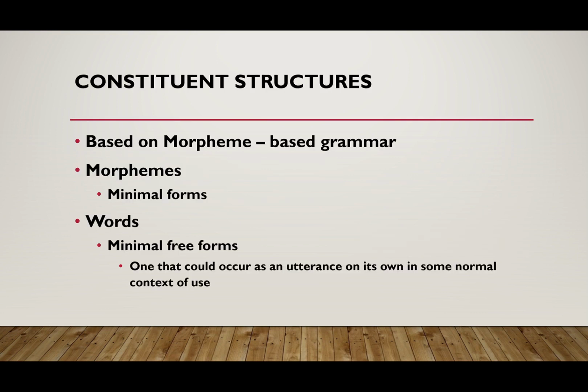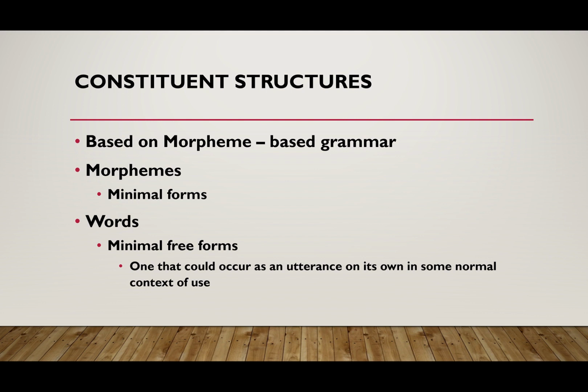So what is immediate constituent analysis? To know that, you'll have to know about constituent structures. So what are they? They are structures that are based on morpheme based grammar. So now what are morphemes? Morphemes are the minimal forms of a word, the smallest unit of a word. Like phonemes that are the smallest unit of a sound, morphemes are the smallest unit of a word.